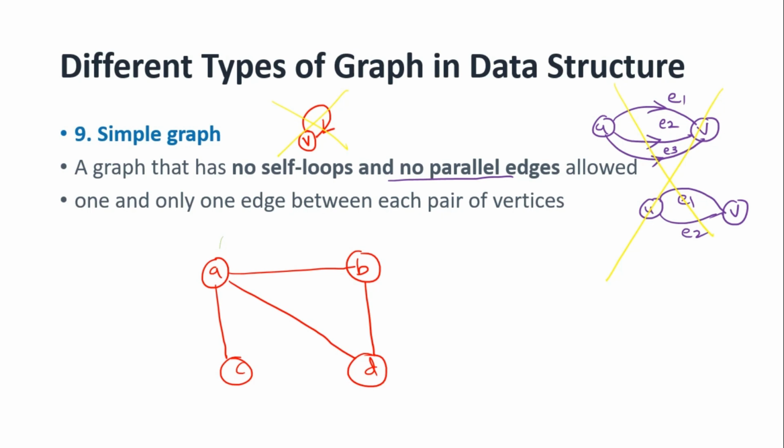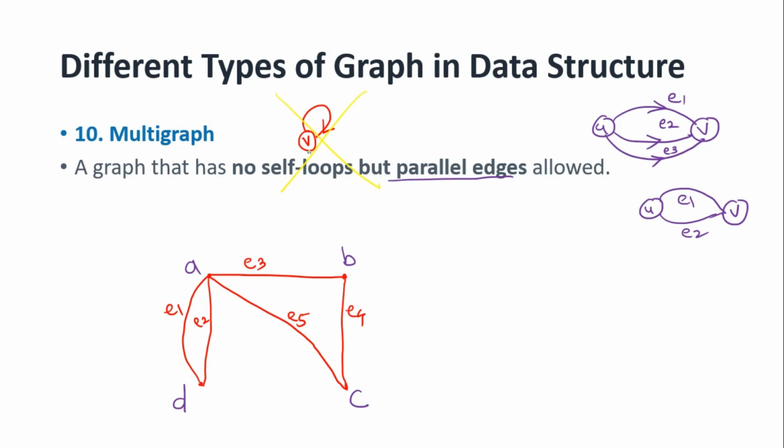What if I say that for some graphs, parallel edges will be allowed? If I say you can't have any self loop but you can have parallel edges in your graph, then such a graph will be called a multigraph. This is an example of a multigraph where in between vertex A and D I am having more than one edge, E1, E2, whose source and destination are the same. These edges are parallel to each other. So the E1 edge and E2 edge are parallel edges.